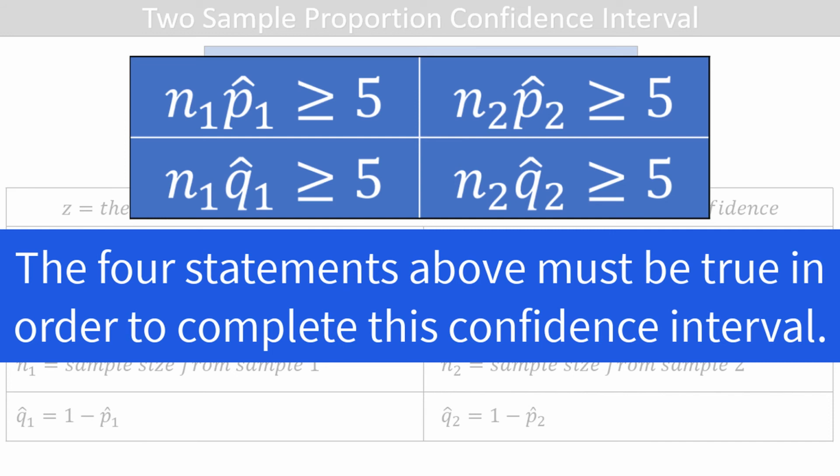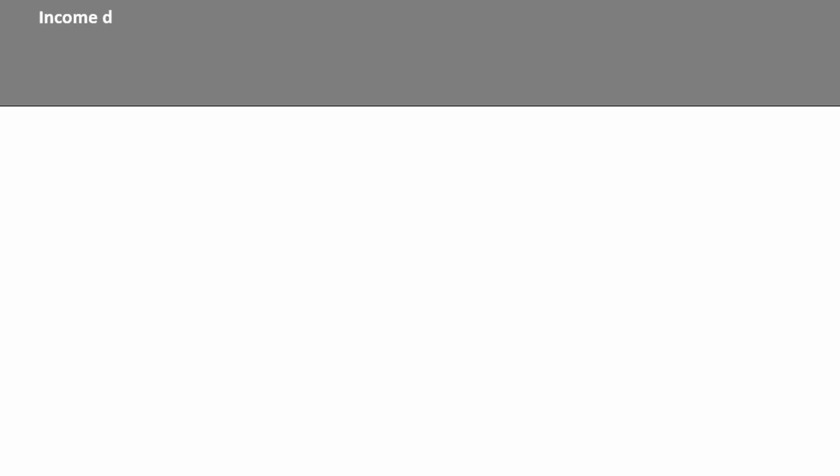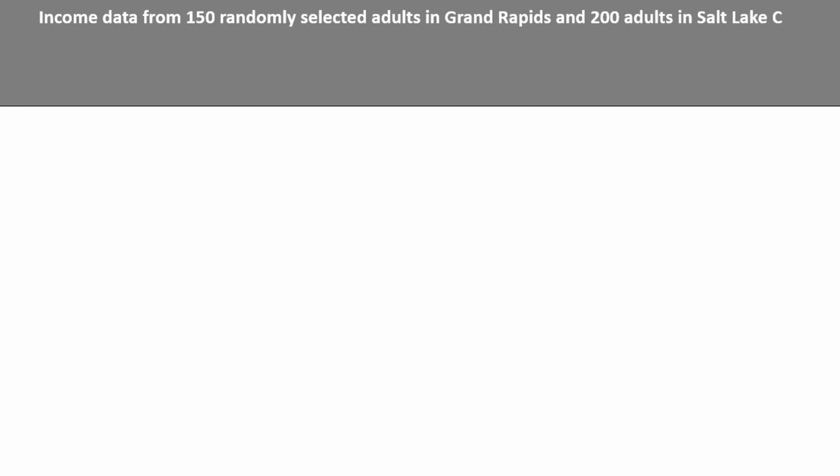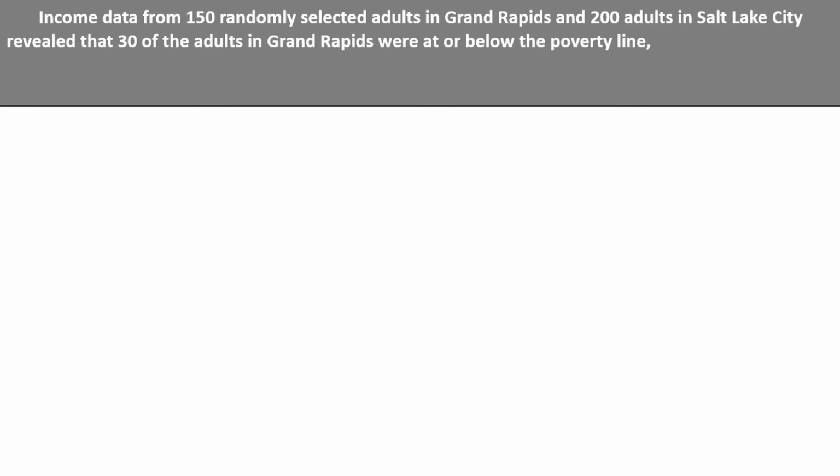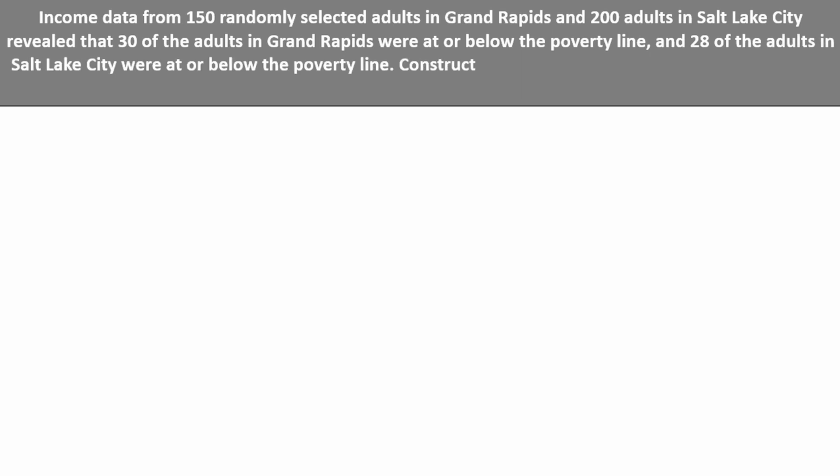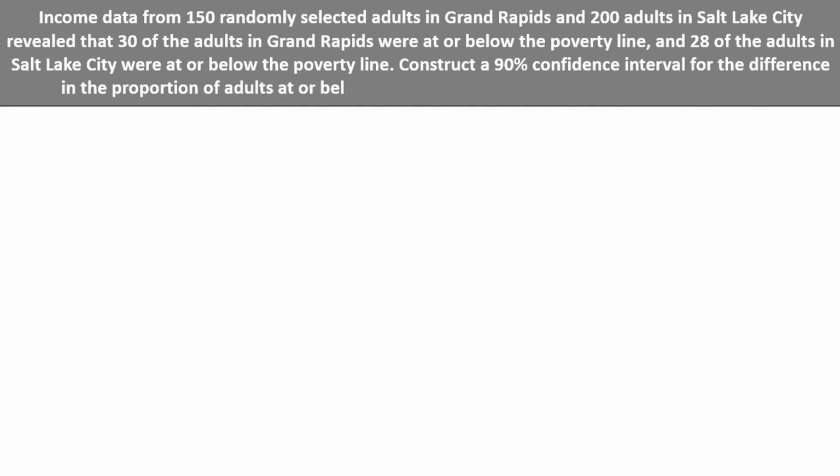Let's look at an example. Income data from 150 randomly selected adults in Grand Rapids and 200 adults in Salt Lake City revealed that 30 of the adults in Grand Rapids were at or below the poverty line, and 28 of the adults in Salt Lake City were at or below the poverty line. Construct a 90% confidence interval for the difference in the proportion of adults at or below the poverty line in Grand Rapids and Salt Lake City.